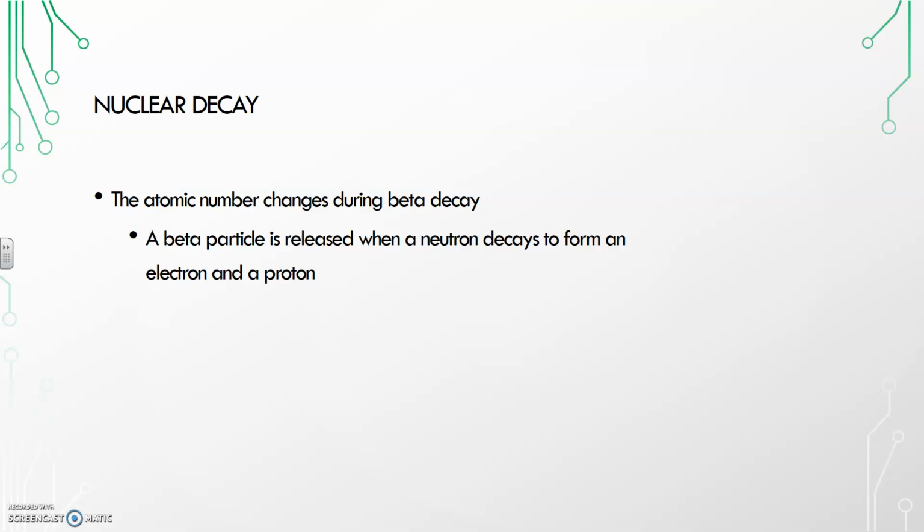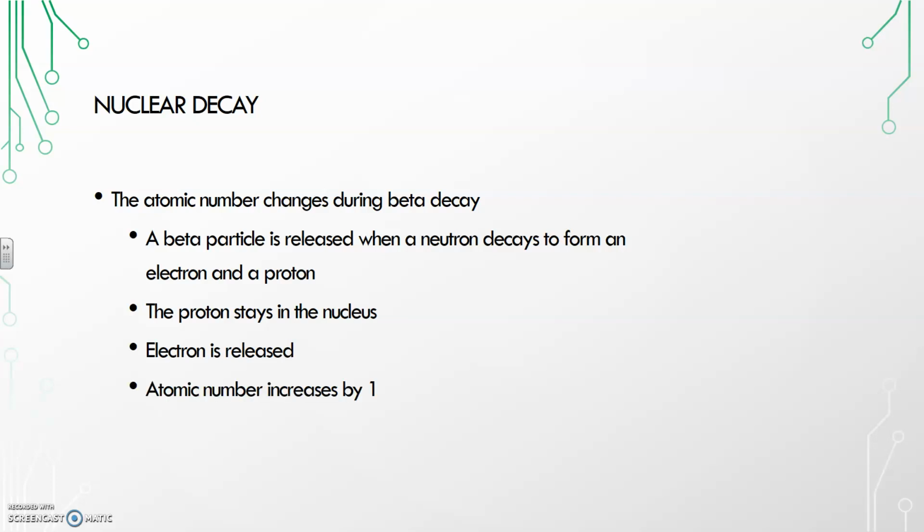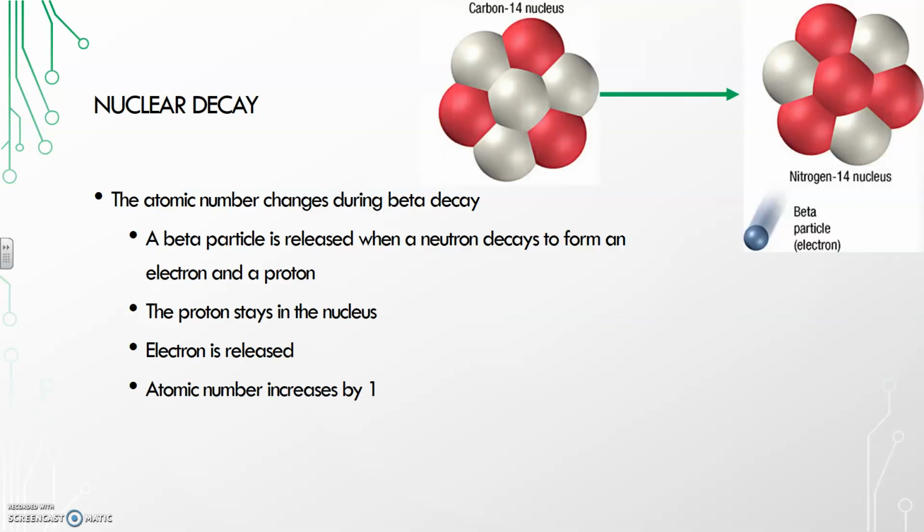Now you've lost 1 neutron and formed an electron and a proton. You're still going to have the same mass, because a proton and a neutron have the same mass, and an electron doesn't have significant mass. You still have the same overall charge. But at this point, the proton is going to stay in the nucleus, so that increases the atomic number, the number of protons, by 1. On the other hand, the electron gets released. That's the beta decay part of it. So the atomic number will increase by 1.